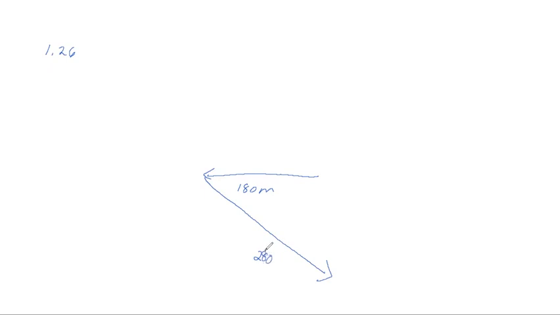No, 210 meters, sorry, 210 meters. Then 280 meters east of north. North is here, east of north, so she's going to go there. 280 meters. All right, after a fourth displacement, she finds herself back where she started. Use a scale drawing to determine the magnitude and direction of the fourth displacement. All right. So the fourth displacement is going to be this.